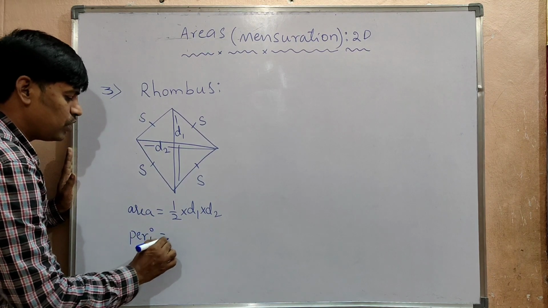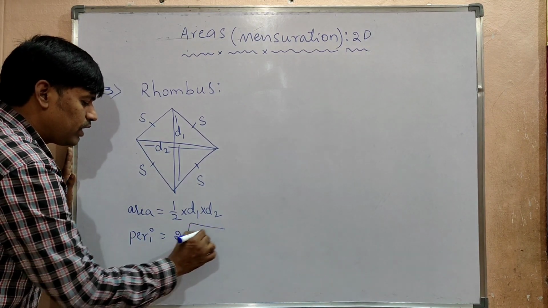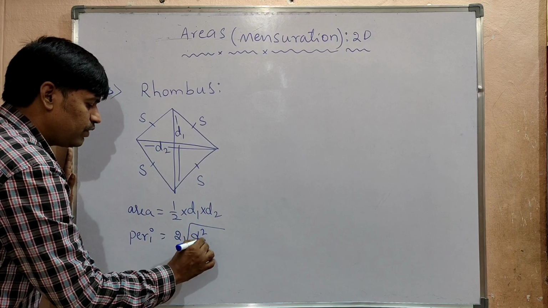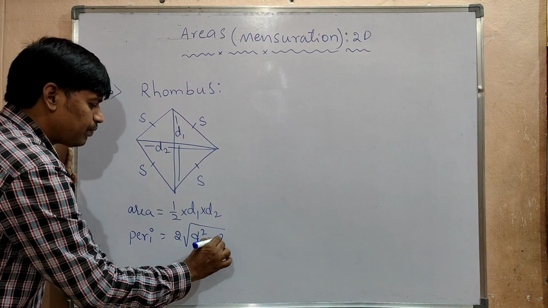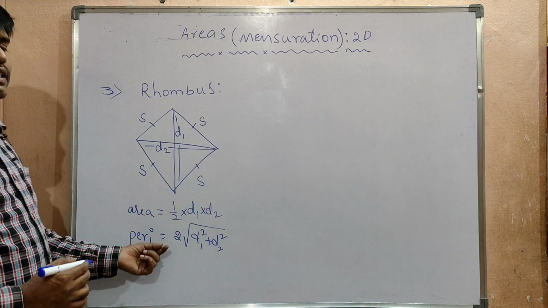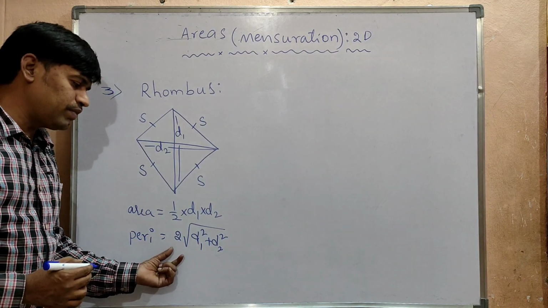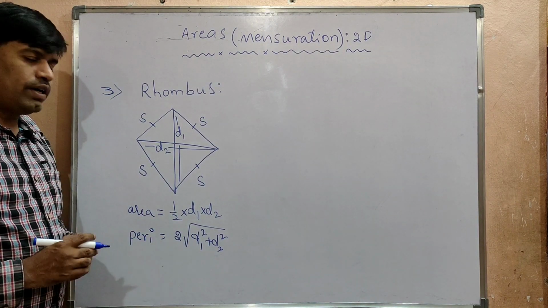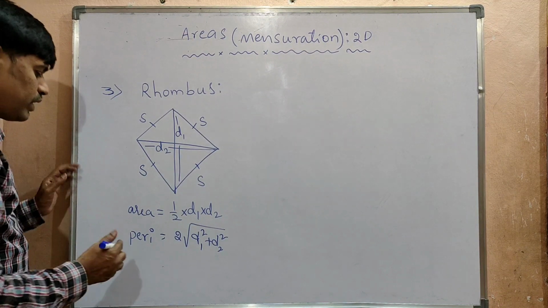Perimeter of the rhombus is equal to 2 under root of D1 square plus D2 square. When diagonals are given, you take perimeter of the rhombus as 2 under root of D1 square plus D2 square.